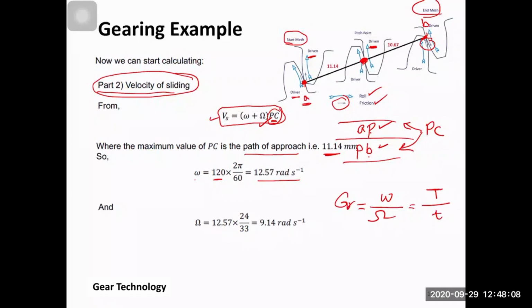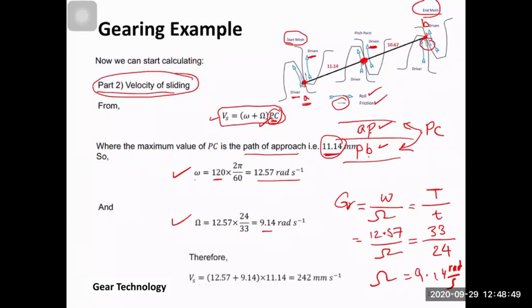So in this case, we have omega, which is here, 12.57, divided by capital omega is equal to capital T, which is the number of teeth on the gear, which is 33, over the number of teeth on the pinion, which is 24. So from here, we can find the value of capital omega, which is 9.14 radian per second. Okay, so this is the value. So now we have small omega and capital omega. We know that PC is the value of AP, which is 11.14. So we can simply calculate the maximum sliding velocity. This is small omega plus capital omega, and then the value of PC, it's 242 millimeter per second.